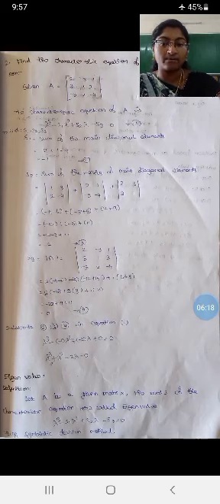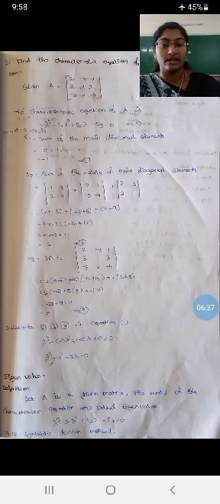See here, lambda cube minus, there is a minus in our formula, so minus the value of S1, which is minus 1, plus next S2, which is minus 2 lambda, minus S3. The value of S3 is 0, so denote 0 here, equal to 0. By solving this, we get lambda cube plus lambda square minus 2 lambda equal to 0. This is how we find the characteristic equation.